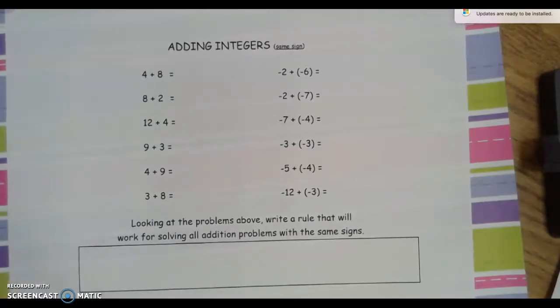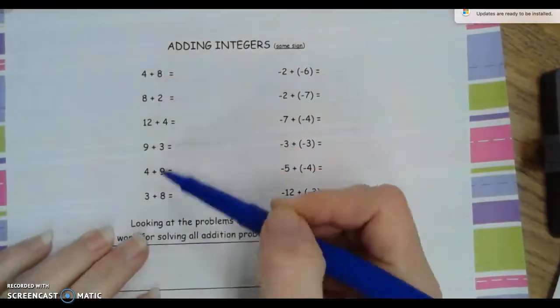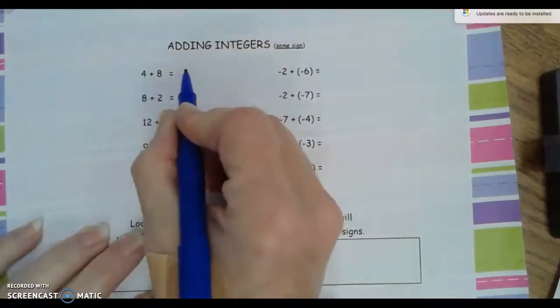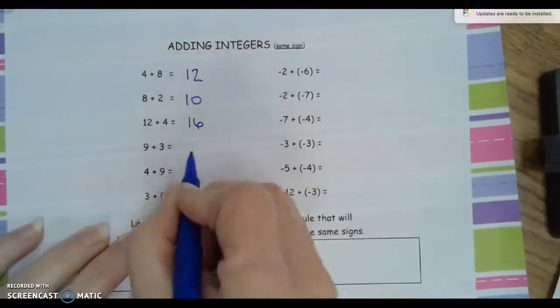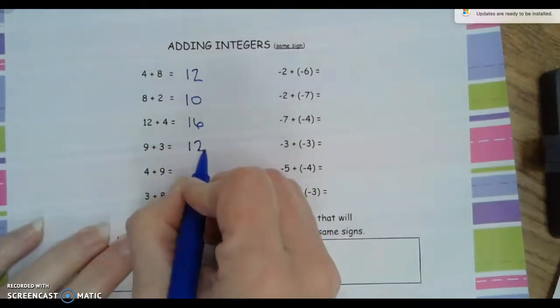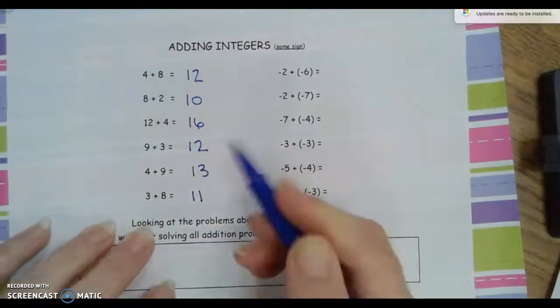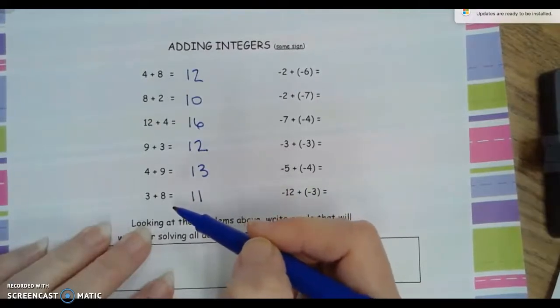Okay, we're going to think back to probably second grade. You've added positive numbers for a very long time. So when we look at these answers, that's going to be 12, 10, 16, 12, 13, and 11. You've done that for a long time and probably have absolutely no problem doing that.